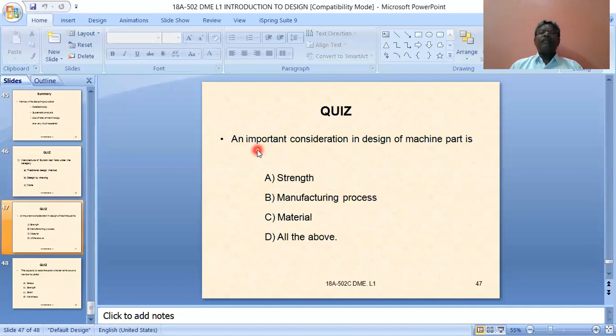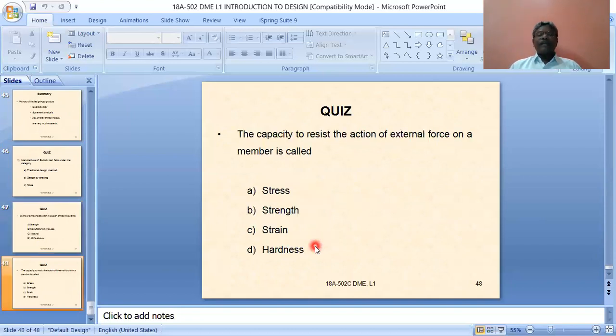Another question: an important consideration of design of a machine part is strength, manufacturing process, and material. All the above. Strength is required for design of any component, manufacturing process is also an important parameter, and material is also important. That's why in this case D is the answer, all the above are needed. Next: the capacity to resist the action of external force on a member is called stress, strength, strain, or hardness. The answer is B, strength.